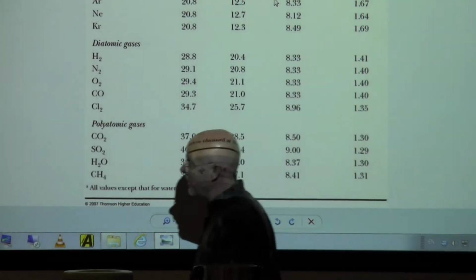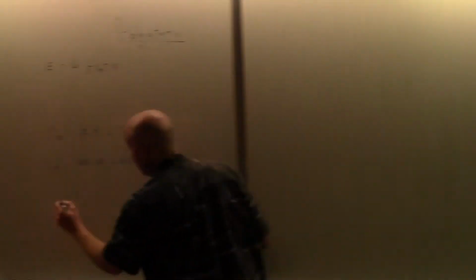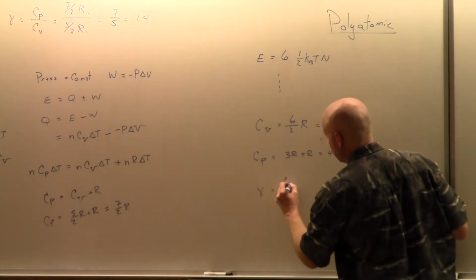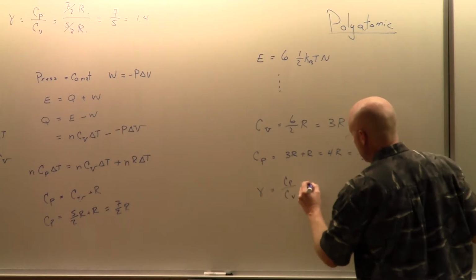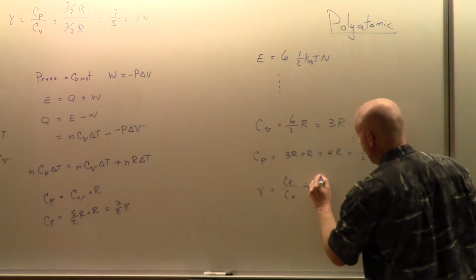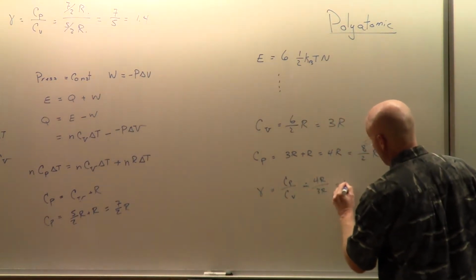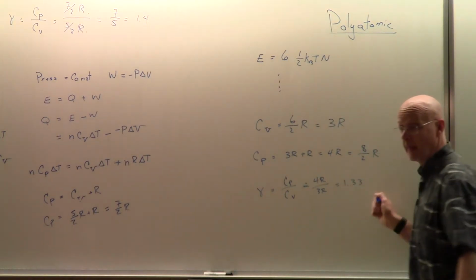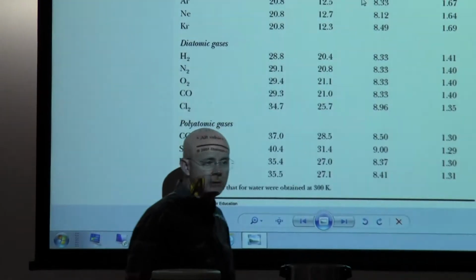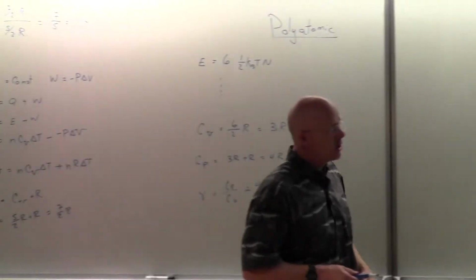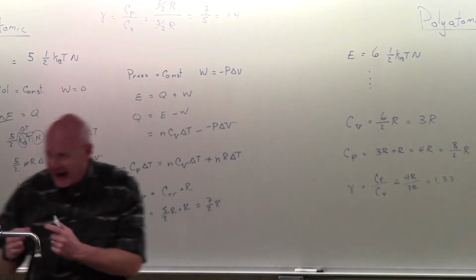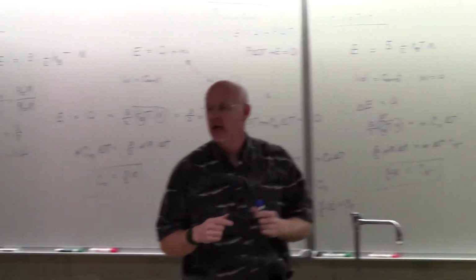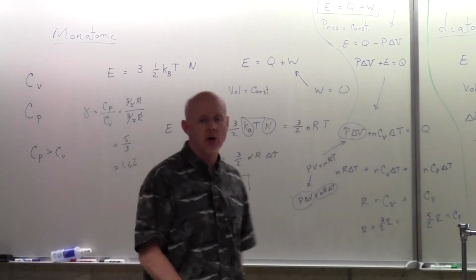The gamma then would be this ratio of CP to CV. And so that would be 4R over 3R, which would be 1.33. And again, somewhat in that ballpark. So you can begin to see that the polyatomic kind of works. Obviously, something more complicated is going on.